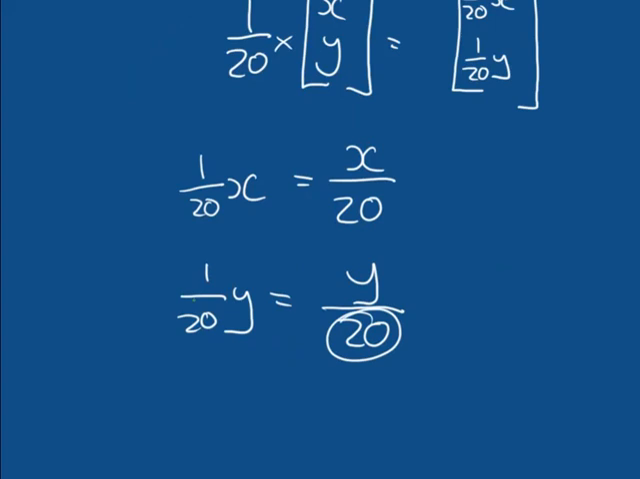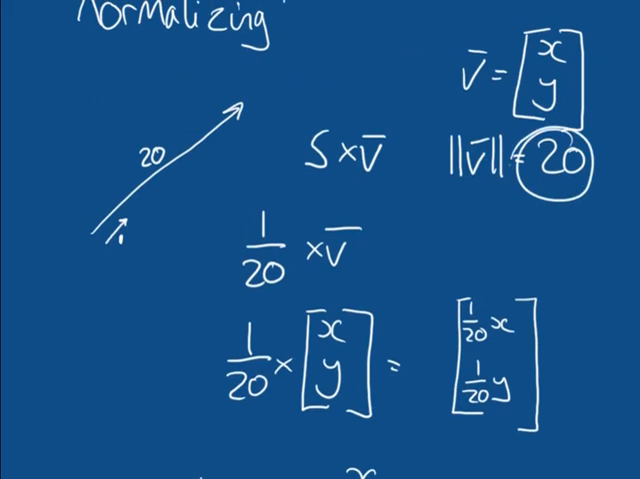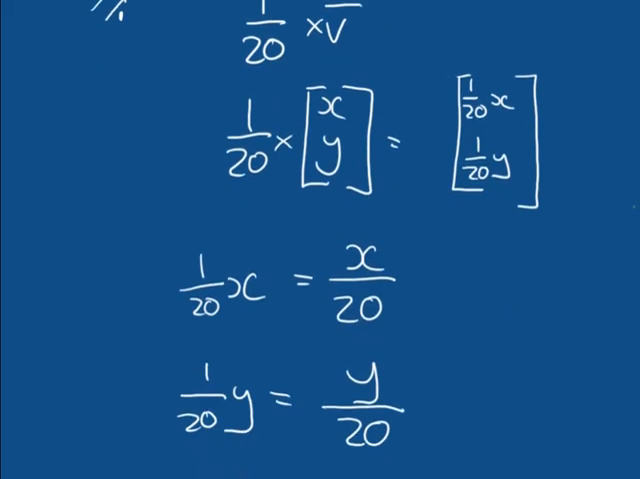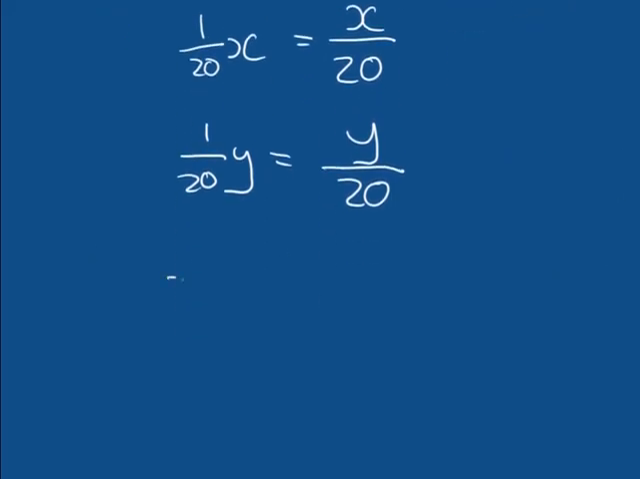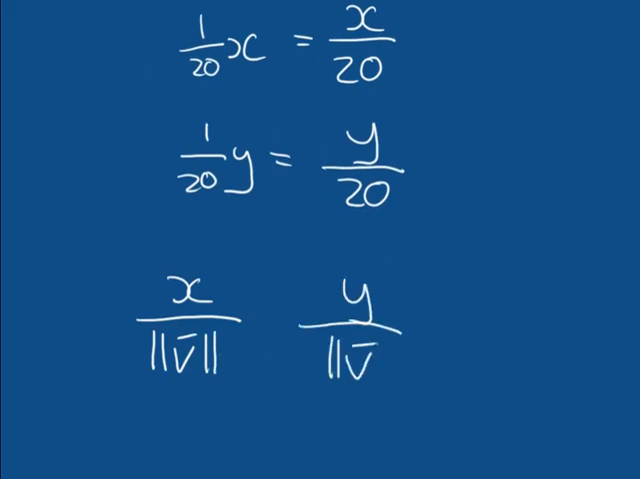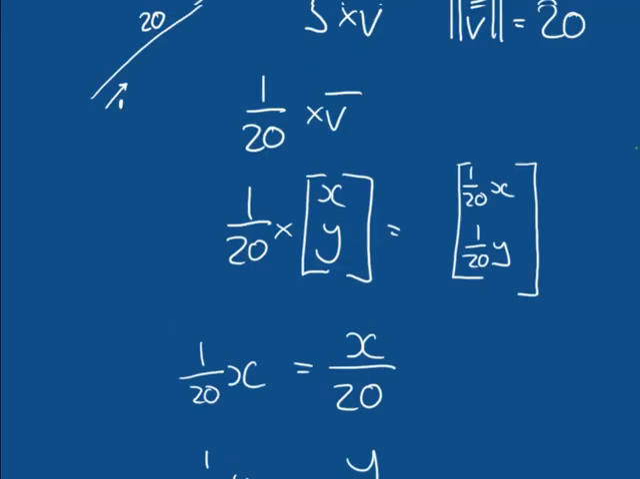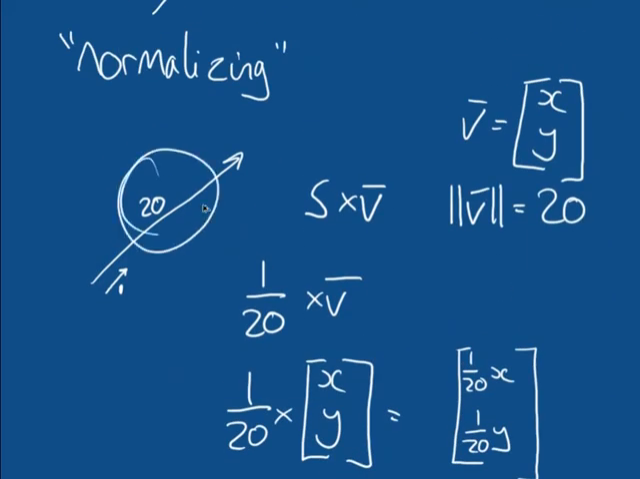But where did this 20 come from again? If you recall, this 20 is the original length of our vector. We said our vector has a length of 20, so we wish to scale it by 1/20th. So what we're really doing is taking our x and our y, and dividing x by the length of our vector, and dividing y by the length of our vector. We're finding the length of our vector, and whatever that is, we're dividing both the x component and the y component by the length of our vector.